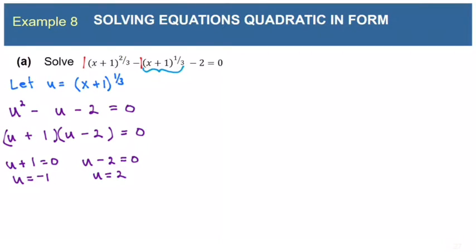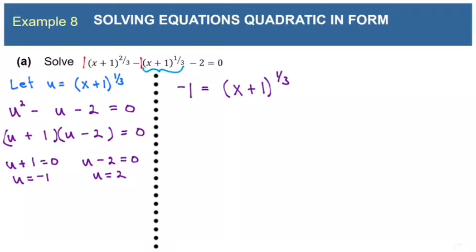So when we substitute the negative 1, we'll get negative 1 equals (x plus 1) to the 1/3. Now to get rid of the 1/3 power, just like we did on the last set of equations, we will raise both sides to the reciprocal power, which is 3. And negative 1 to the 3rd power is negative 1. And on the right side, these two exponents cancel out and make a 1.